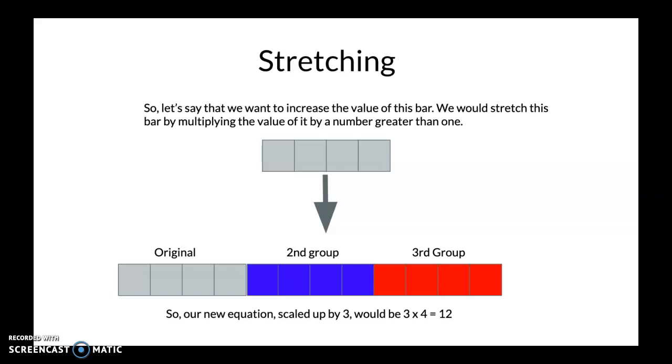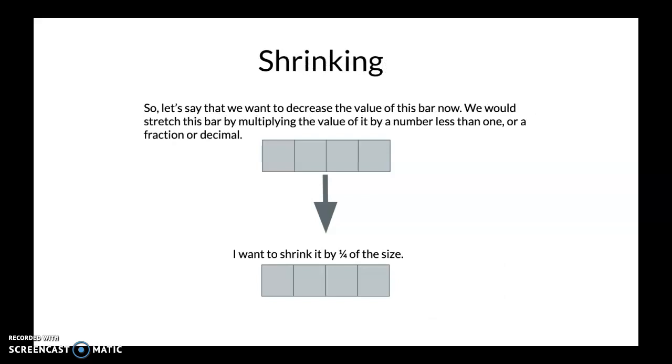Now, on the other hand, we have shrinking. When something shrinks, it gets smaller in size. So again, relating to a mathematical term, we will be decreasing the value. In this case, I want to decrease my bar to 1/4 of its original size. So I would need to take away 3 units and just keep 1.